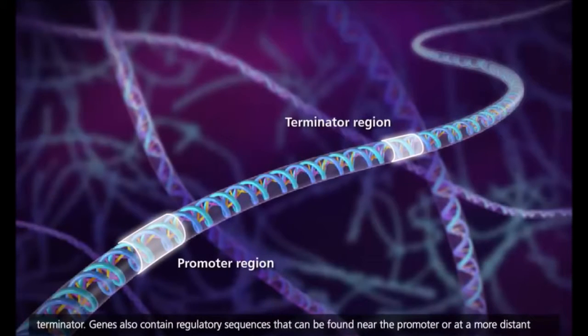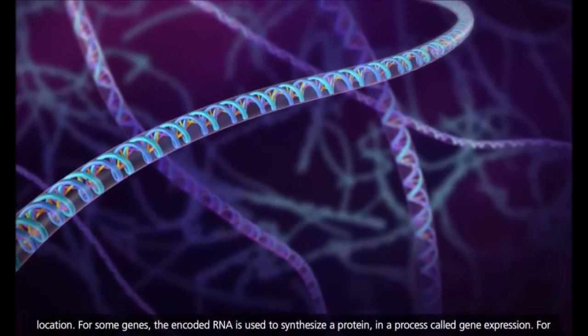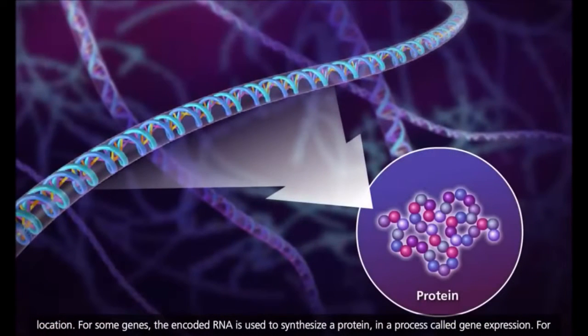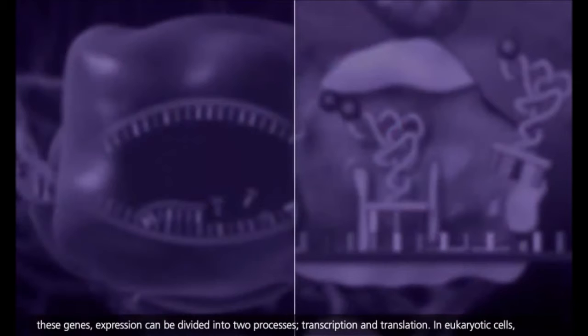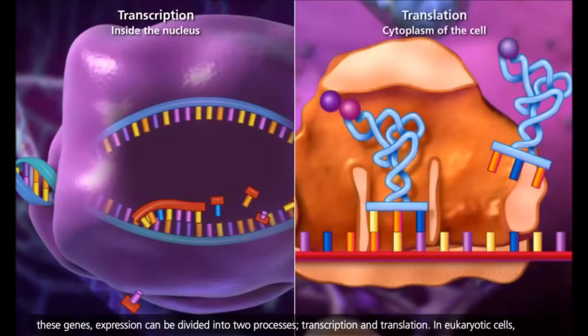Genes also contain regulatory sequences that can be found near the promoter or at a more distant location. For some genes, the encoded RNA is used to synthesize a protein in a process called gene expression. For these genes, expression can be divided into two processes, transcription and translation.